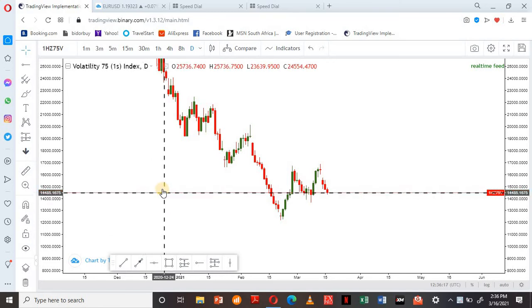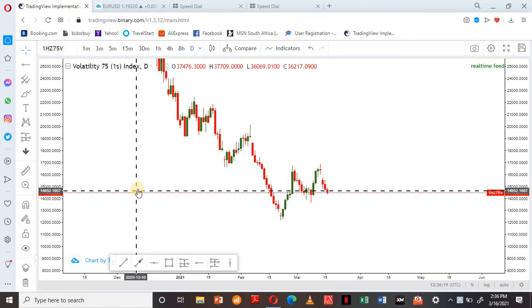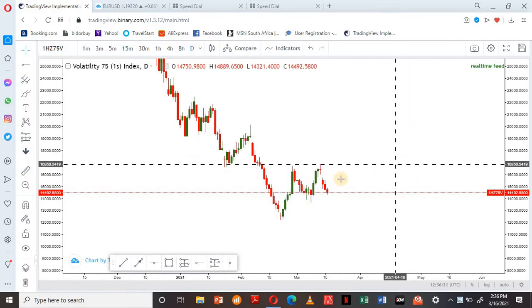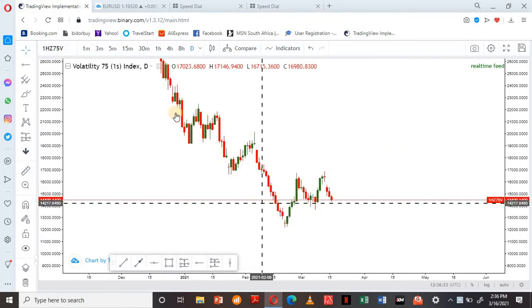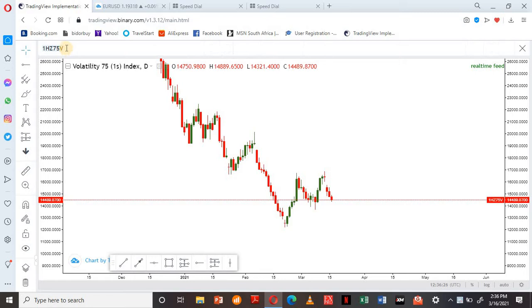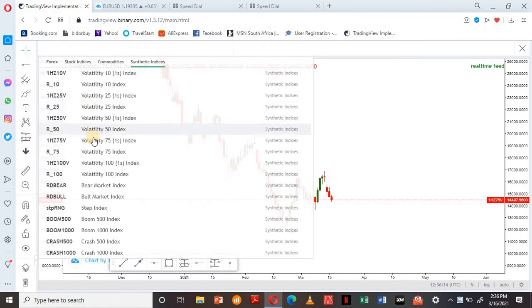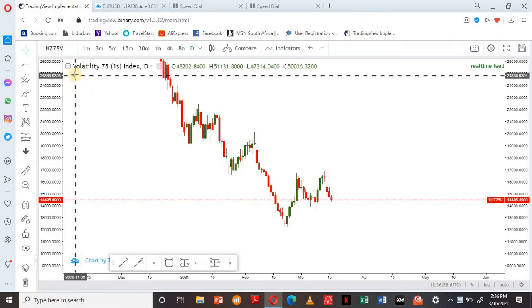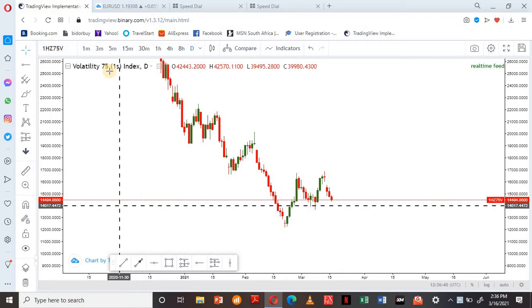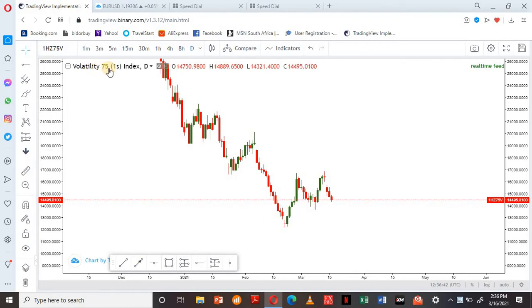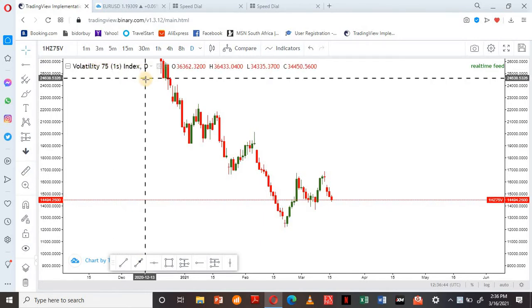What up, yo? So we're about to check VIX75 1S index. So this is the instrument. I just want to make it clear so those who don't understand can see which instrument I'm talking about. Is this one? This one right here. You can read up there. It's Volatility 75 1S index.